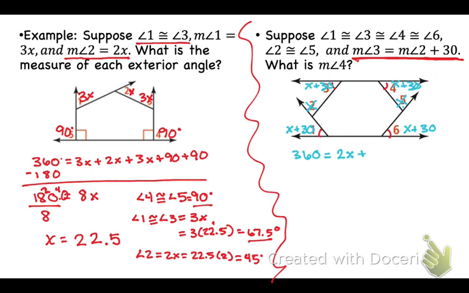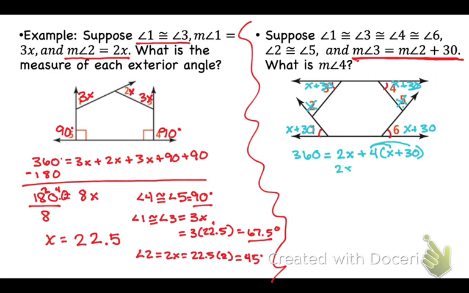Plus, how many x plus 30s do I have? 4. So I can have 4 times x plus 30, because I don't want to write x plus 30 four times, do you? No. So how do I go about solving this then? Distribute the 4.